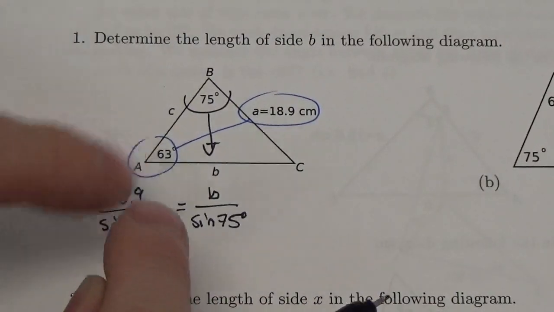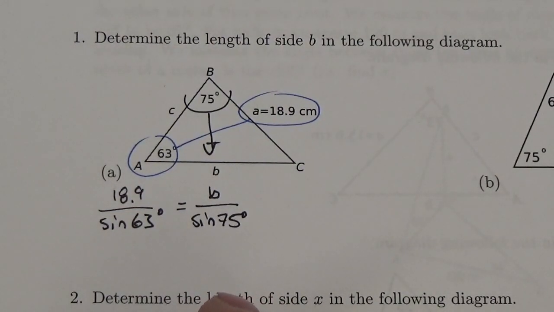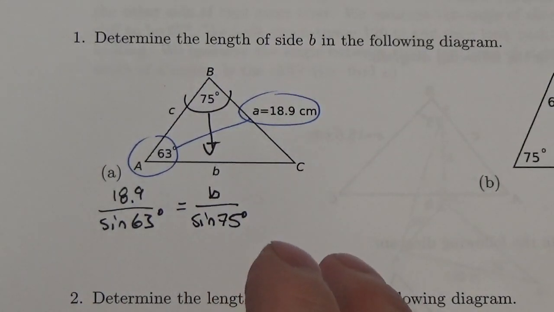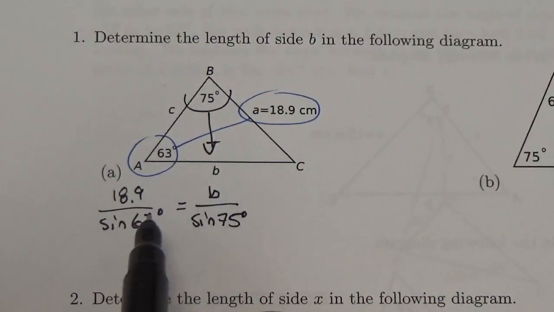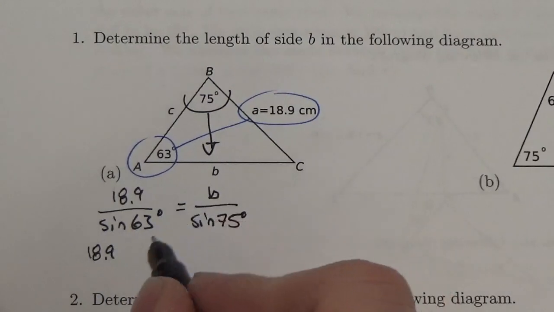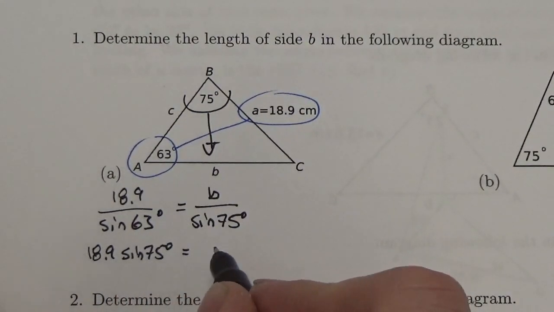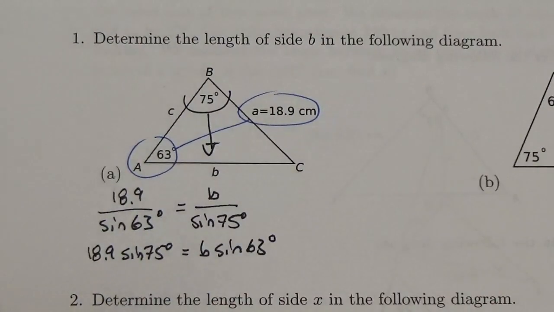I would go through my calculator and evaluate the sine of 63, the sine of 75. In this particular case, I'm not going to do that. I want you to get used to manipulating these symbols and then plugging in those values afterwards. My goal is still the same. I'm still going to cross multiply. So this is going to end up being 18.9 multiplied by the sine of 75 degrees, and that is going to equal b multiplied by the sine of 63 degrees.